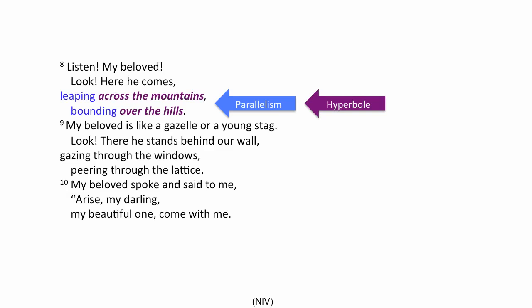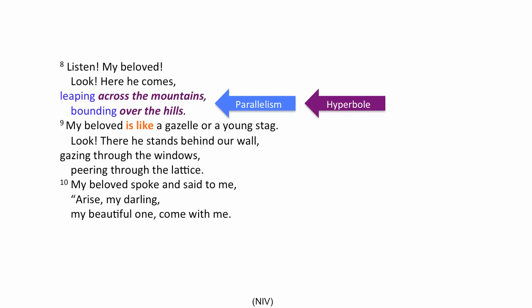Meaning, it's a conscious exaggeration for emotional effect and to emphasize a point. Because, how can you just come across the mountain over the hills? She's just exaggerating. It's just for emotional effect. So we see also in verse 9 a simile.